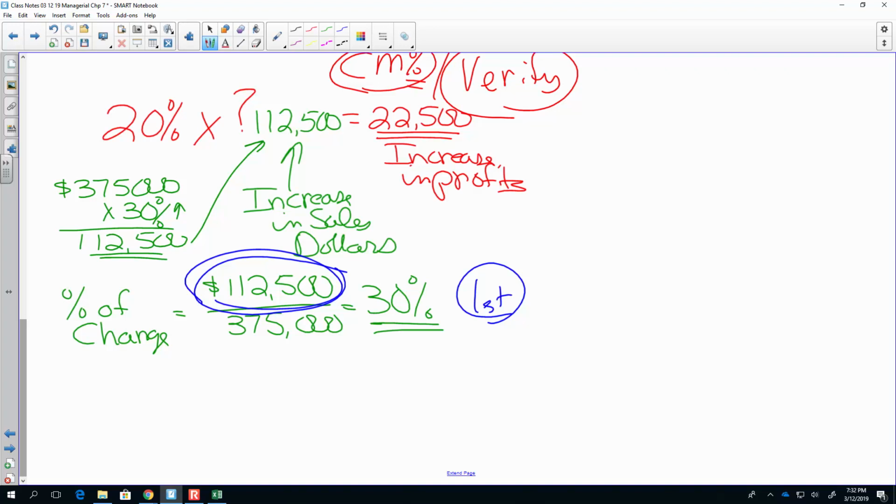How much money am I making for every dollar of sales? For what company? 20 cents, right? 20% is my margin. So if my sales are going up 112,500, you take 20% of that number to get the change in income, right? Which in this case is 22,500. Take a look at those.